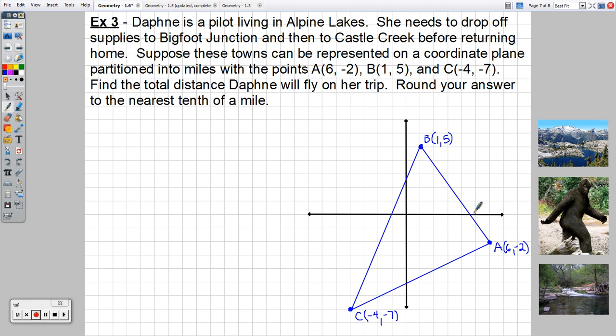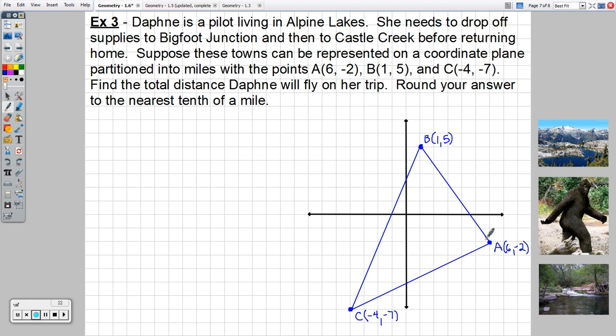How far is this going to be? Well, it's going to be the perimeter of this triangle that we just drew. So it's this, whatever length that is, plus that, plus that. So we have a couple different ways we could do this. Since this is on a slant, I guess you could say, we can't just count the number of squares. It's not as simple as that.